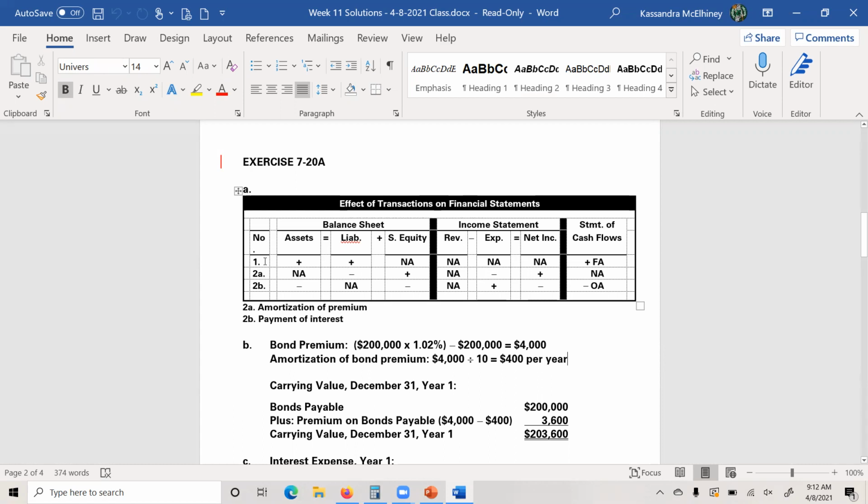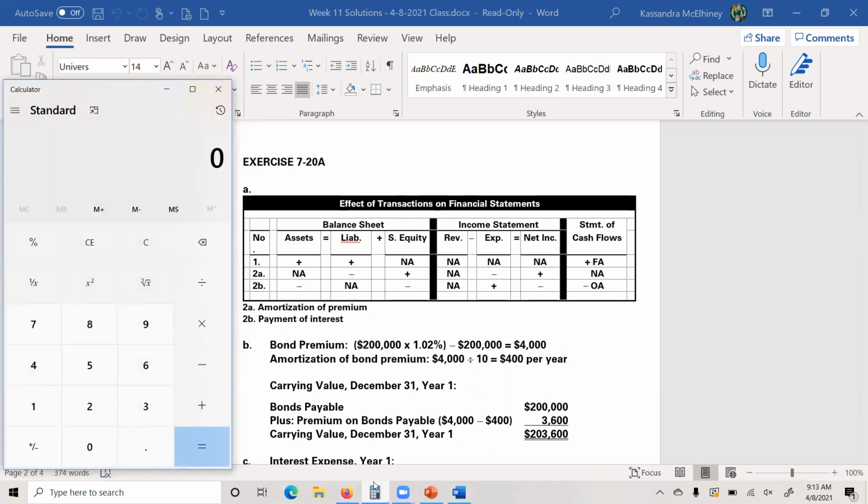So part 1, event 1, is the issuance of $200,000 of bonds at 102%. To put some numbers to the pluses and minuses here, $200,000 is our face value. Square Foot Grill would have received cash of 102% of that amount, or $204,000, which gives us part of what we need in part B. So event 1 would be an increase to assets, or cash, of $204,000.